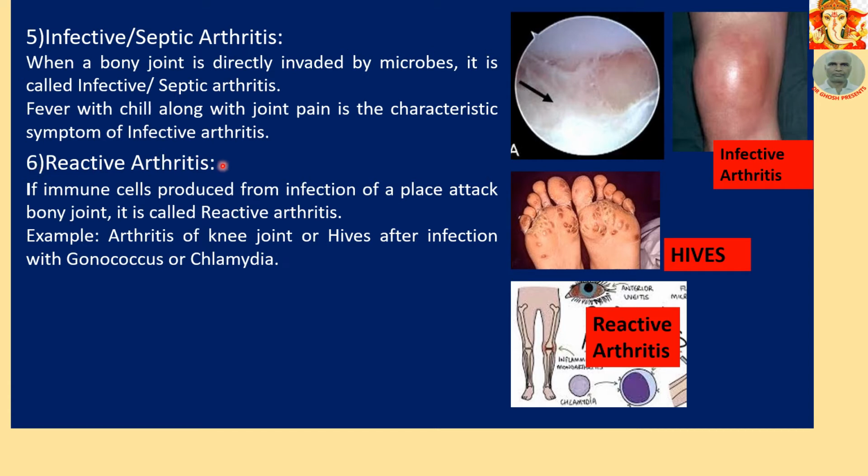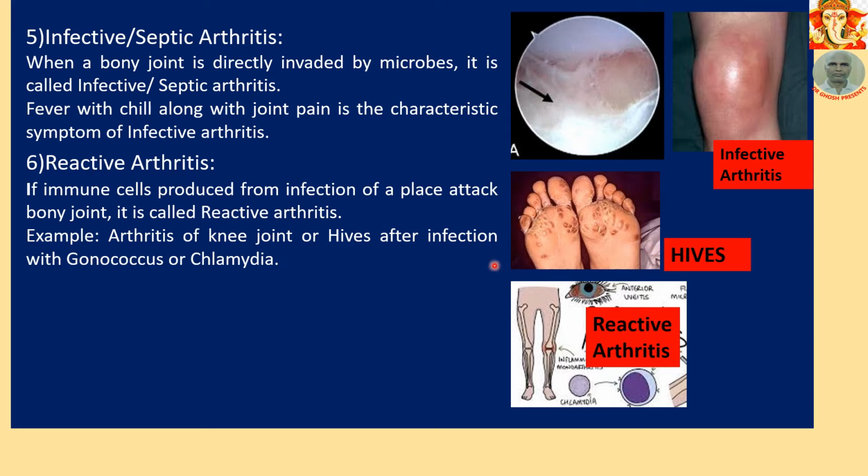Now, reactive arthritis, number 6. If immune cells produced from infection of a place attack a bony joint, that is, the immune cells from some other disease affect a bony joint, it is called reactive arthritis. See, this is hives, a type of skin disease. Example, arthritis of the knee joint or hives after infection of gonorrhea. That is, hives is actually a skin disease.